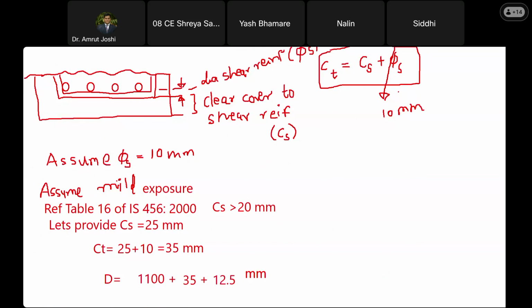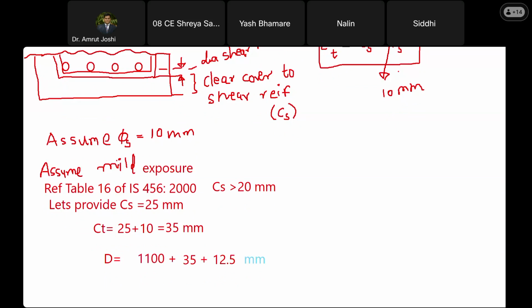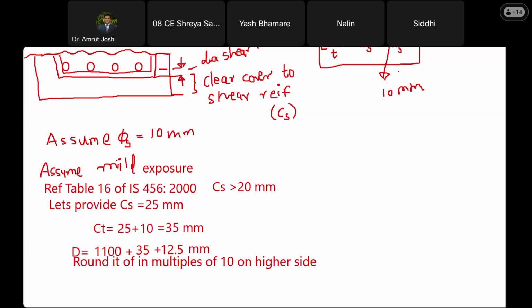So can you tell me how much is D? Sir, 1147.5. So are we going to tell the site people to provide D equal to 1147.5? No, it has to be rounded off in multiples of 10, on the higher side, not on the lower side. Happy? Yes, sir. So round it off in multiples of 10 on the higher side and tell me how much is the D to be provided.